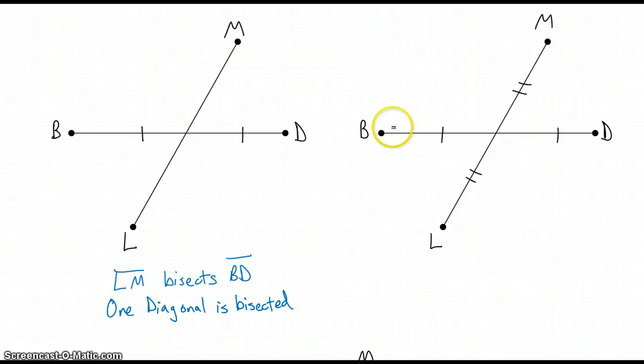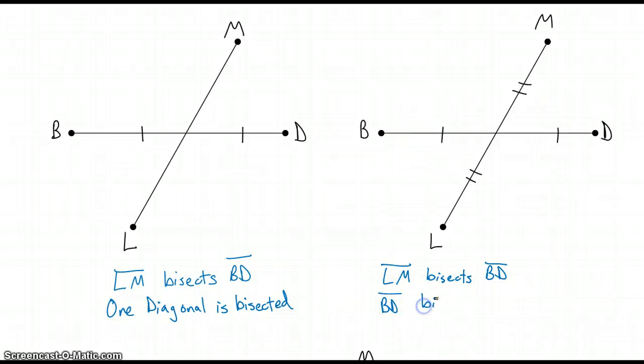In example 2, again, this segment of BD is congruent to this segment of BD. But we also know that this segment of LM is congruent to this segment of LM. So LM bisects BD, but in this case, BD also bisects LM.